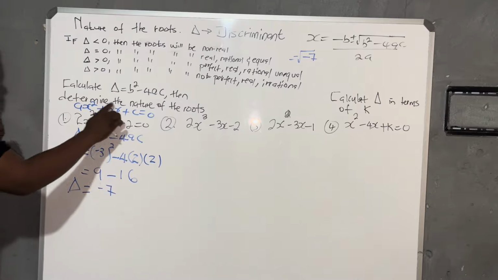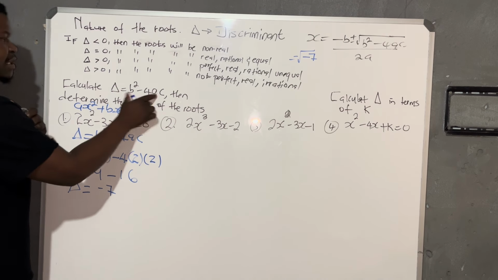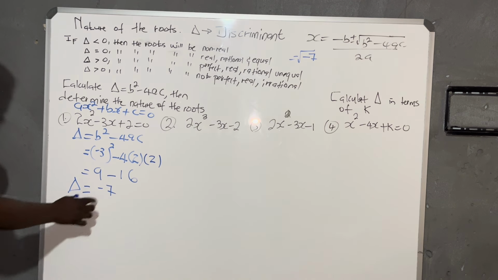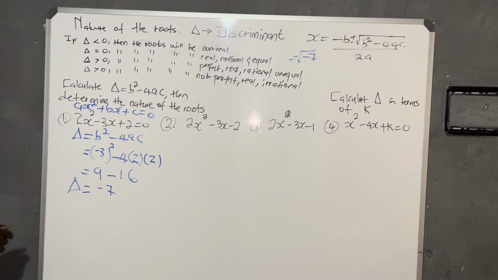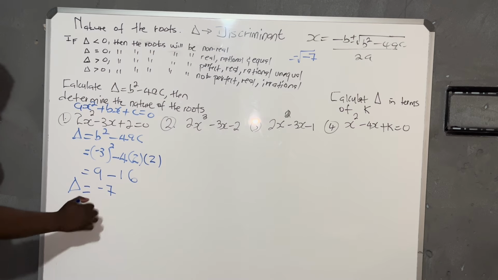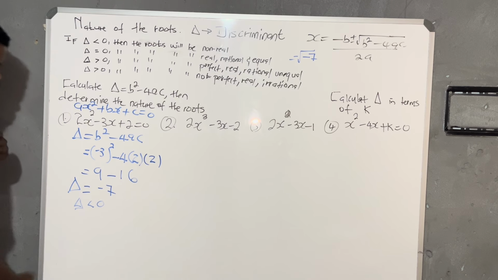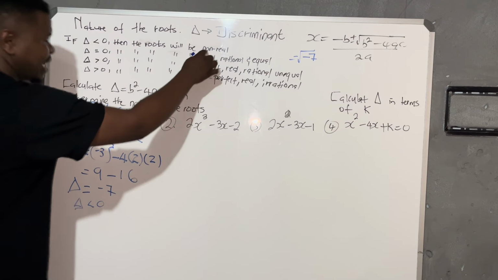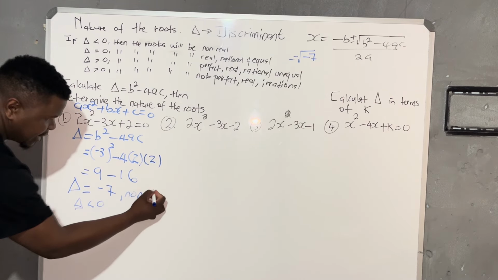Now, when we say determine the nature of the roots, that is the second part. The first part was to calculate the discriminant. The second part is to determine the nature of the roots. Now, negative 7 is a negative answer. You can see our discriminant is less than 0 because it's negative. So I can say this is less than 0, and then the roots will be non-real.